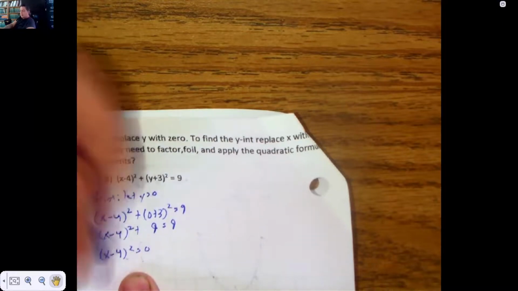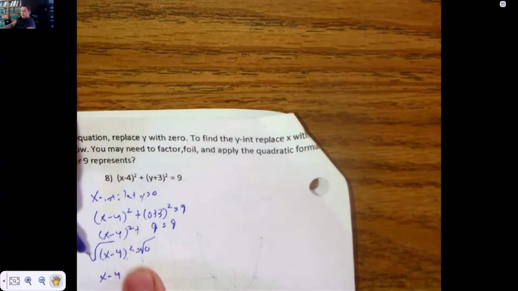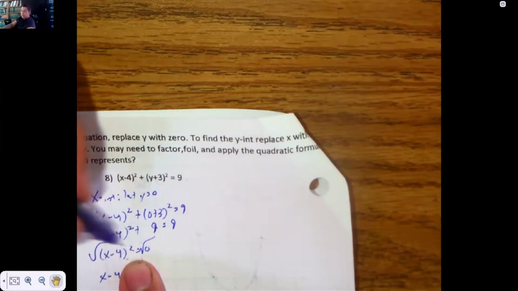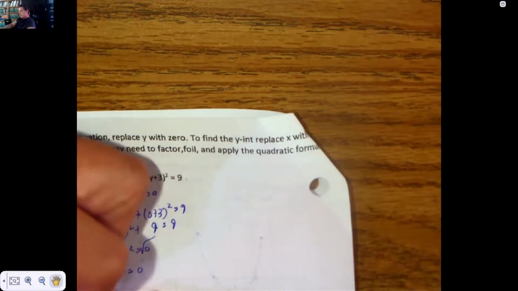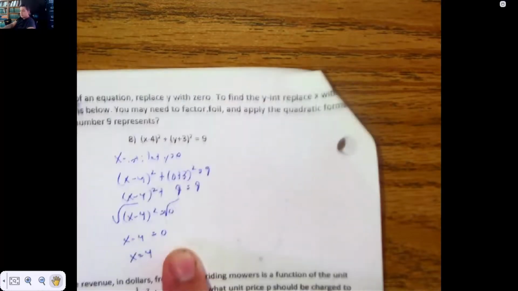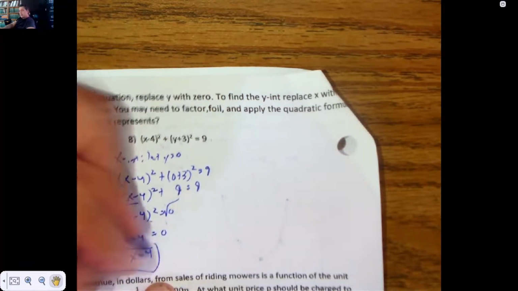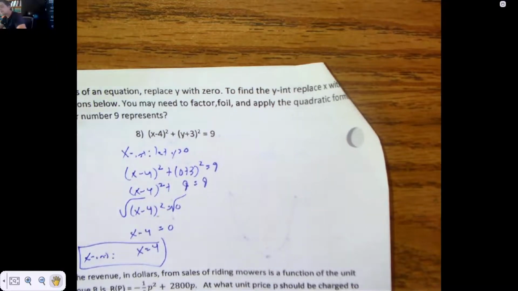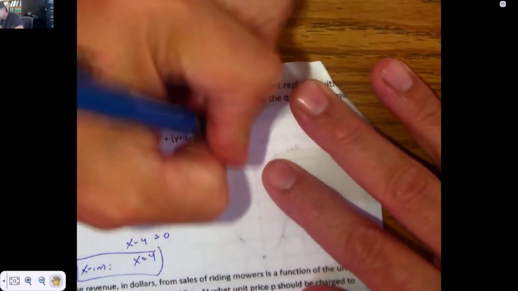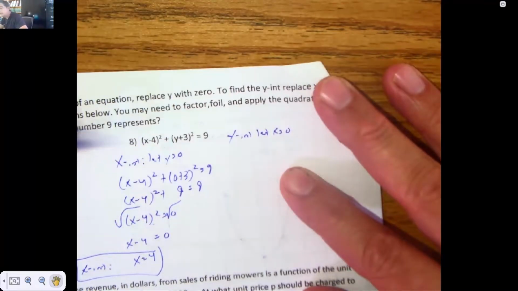The opposite of squaring is a square root symbol. The square root counteracts the square. The square root of 0 is 0. And I get that x is 4. So there's my x-intercept. I got to do the same process to find the y-intercept. So on a y-intercept, I let x equal 0. So I put a 0 here.